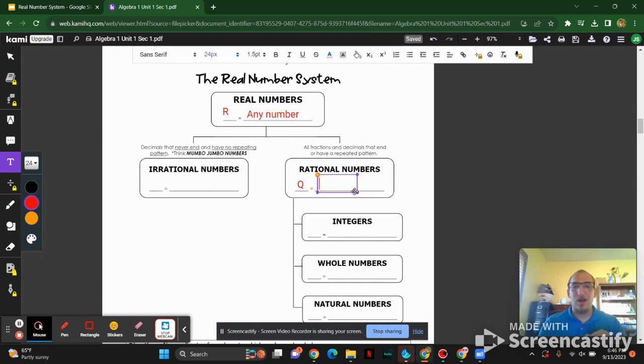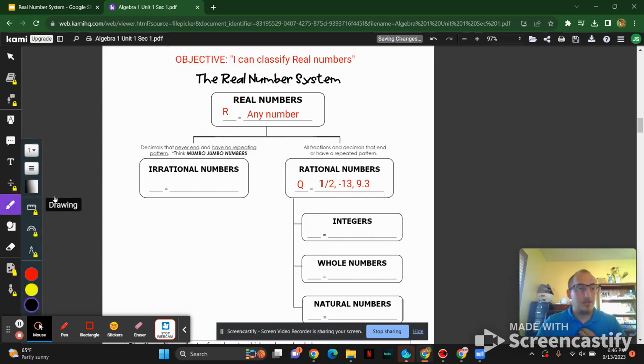Rational numbers come in many different forms. They can come in the form of a fraction. They can come in the form of a negative number without a fraction. Or they can come in the form of, let's say, a number with a decimal that repeats. Let me get a pencil so I can put the little symbol for repeats. I understand it's not red, but you get the gist.